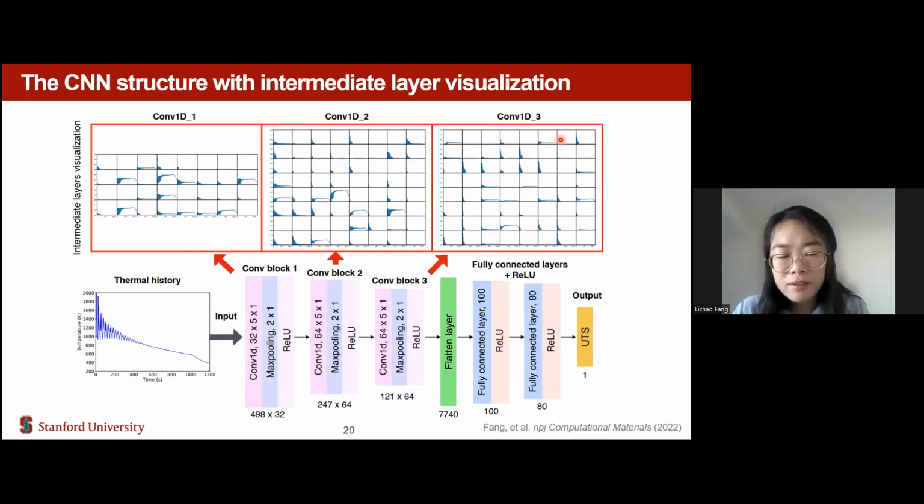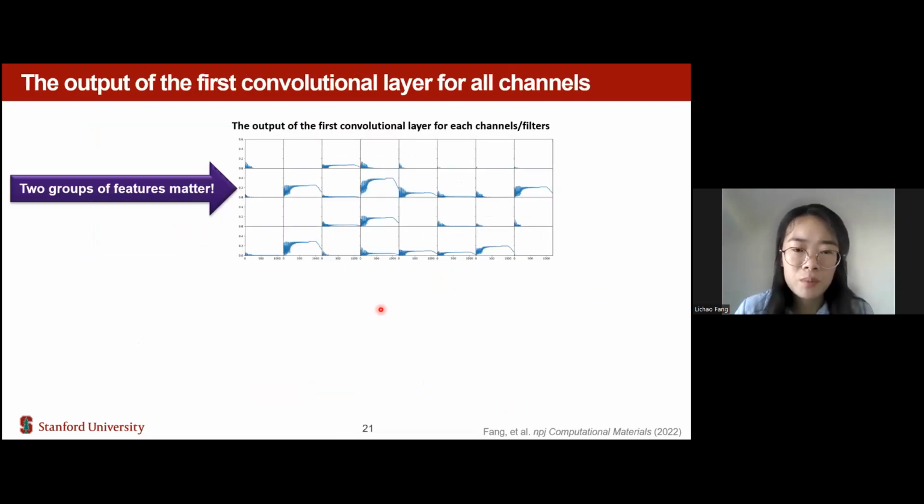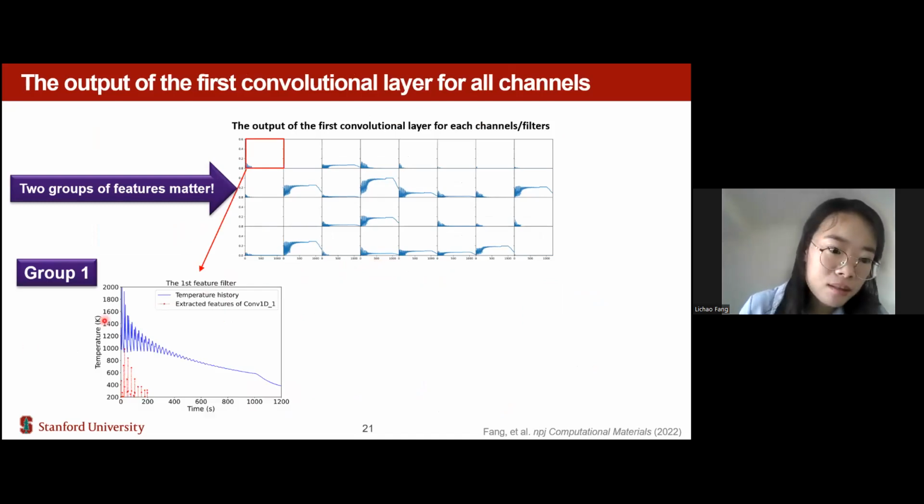In order to interpret the prediction results from the neural network, we visualize the convolutional layer features for each convolutional layer. The top 3 figures show the features extracted from each channel of the different layers. I will introduce one of them. For example, this shows the features extracted from the 32 filters of the first convolutional layer. When we zoom in, we can see that the blue lines are the extracted features, and the red line is the temperature history.